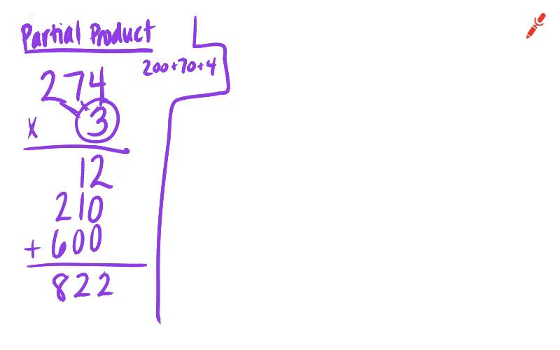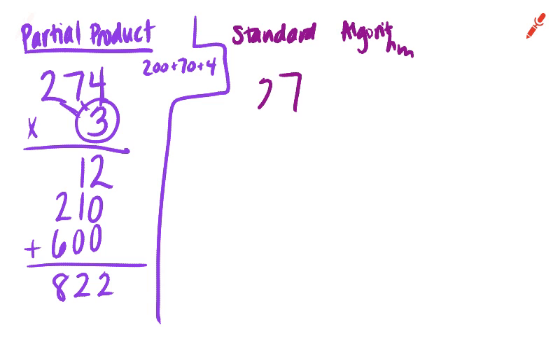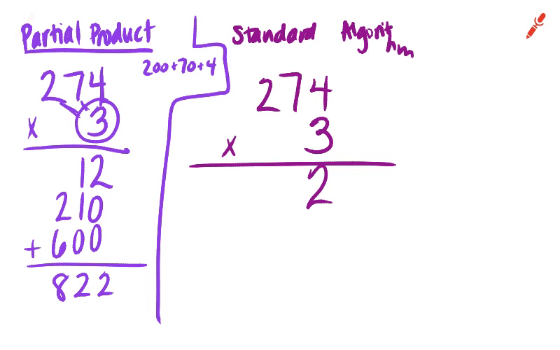And now just so that you can see it one more time, we're going to do standard algorithm. Okay. 274 times 3. Okay. What's the first thing I do here, Kristen? 4 times 3 is 12. What goes down here? 2. And where does the 1 go? On top of the 7. On top of the 7, because that's a number in the tens place, okay?